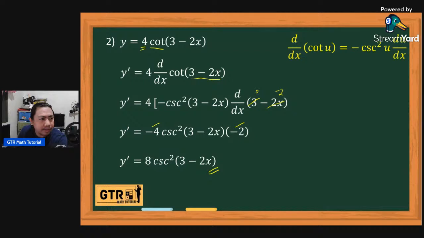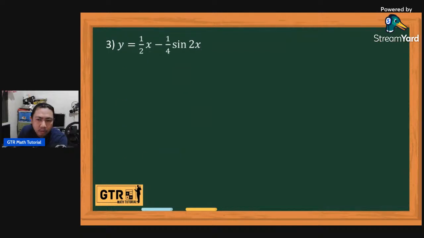So next, number 3. y equals 1/2 x minus 1/4 sine 2x. So we just evaluate the derivative of the difference, right? So get the derivative of 1/2 x and negative 1/4 sine 2x. Use the formula. For the first term, 1/2 x, the derivative of a constant times x is simply equal to c. So the derivative of 1/2 x is equal to 1/2.